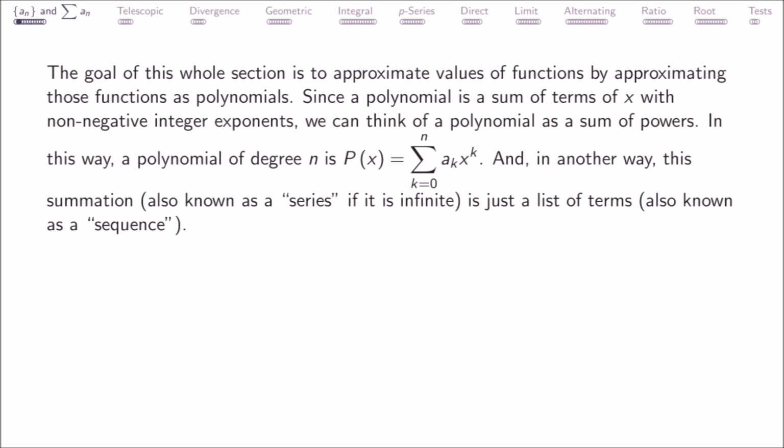Since a polynomial is a sum of terms of x with non-negative integer exponents, we can think of a polynomial as a sum of powers. In this way, a polynomial of degree n is p of x, and in another way, this summation, also known as a series if it is infinite, is just a list of terms, also known as a sequence.